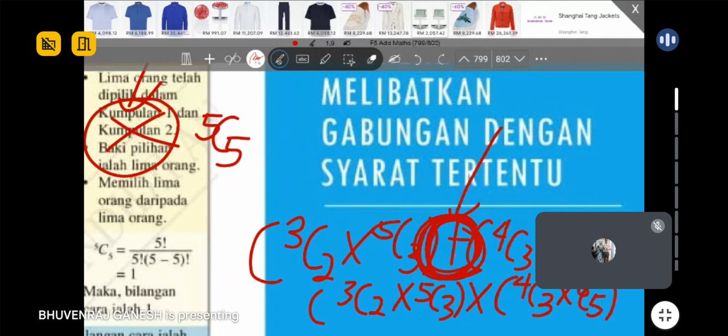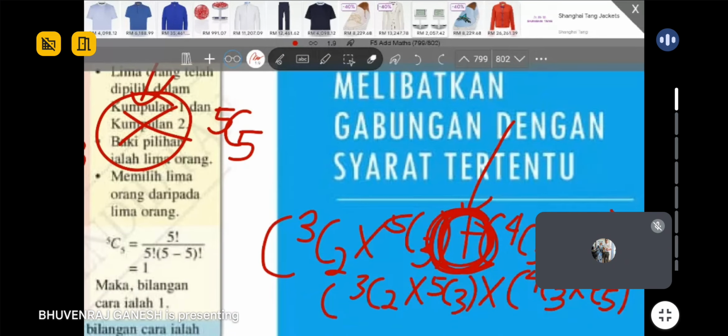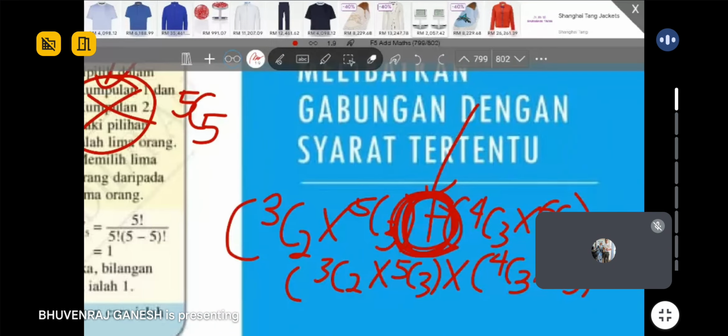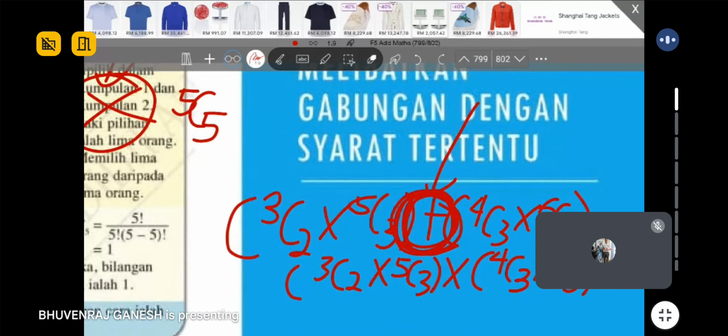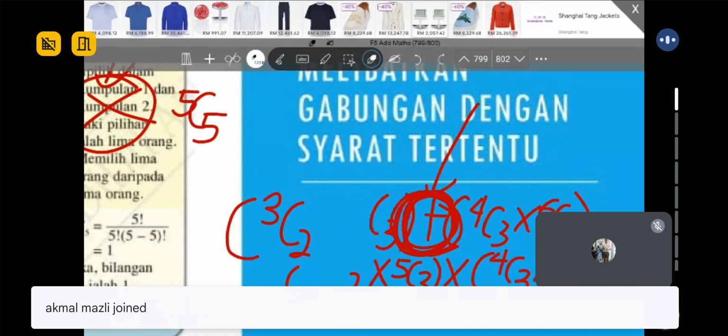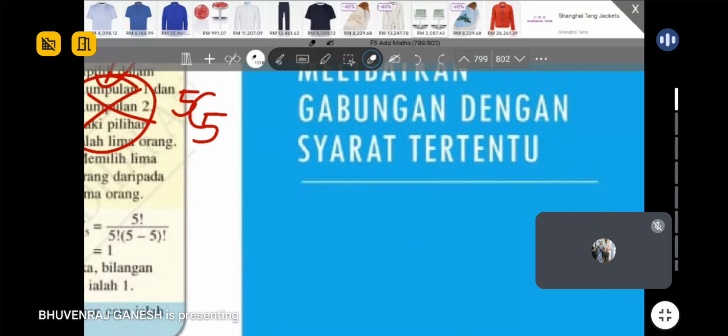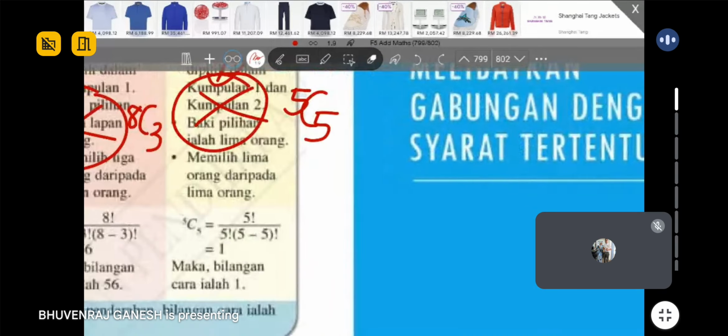So like what I explained earlier, make sure you all know when to put times, when to put plus. Sometimes you might get confused. Kadang-kadang rasa macam pelik sikit, tapi kena tahu. Bila nak letak darab, bila nak letak tambah. So yeah. Alright, so we go to the next one.